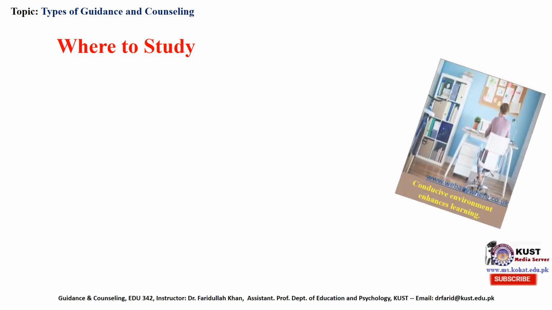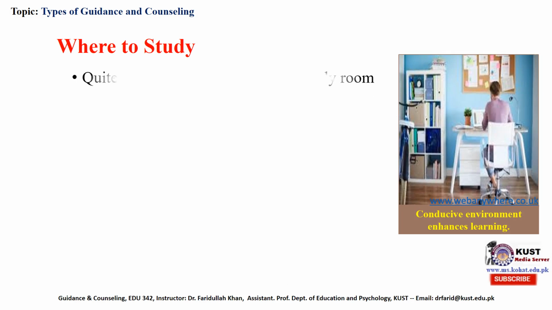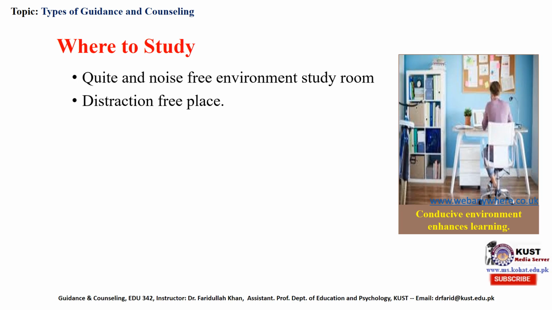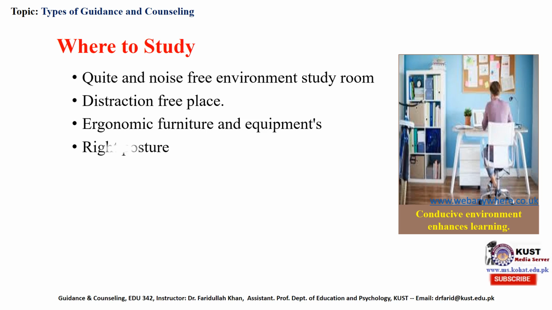A conducive environment enhances students' learning. So the students' study room and study area should be quiet and noise free. There is no place for distraction in a study room because distraction interferes with students' focus and concentration that impede students' learning and understanding. The equipment and furniture used in the study room should be ergonomic, giving the students the right posture and ease of mobility.